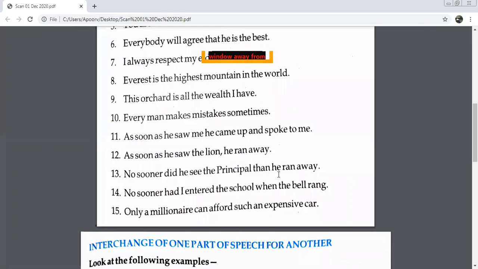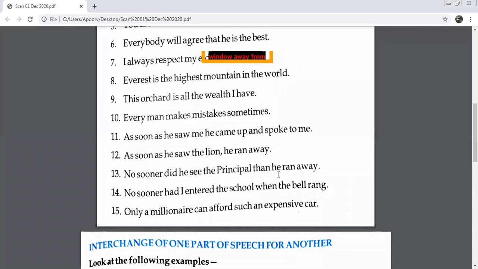Start beta. 11th one. As soon as he saw me, he came up and spoke to me. Tell me. No sooner he saw me, he came up and spoke to me. Excellent, excellent. She has used the word no, so it is converted into negative, but the meaning has not changed. बहुत ही अच्छे बेटे, very good.